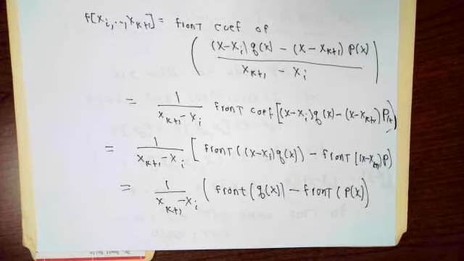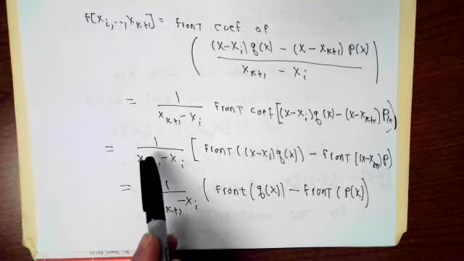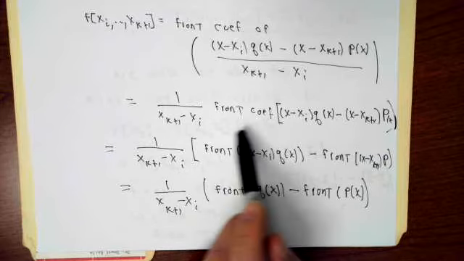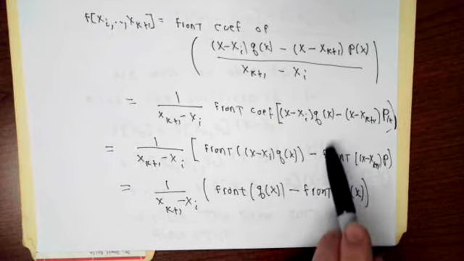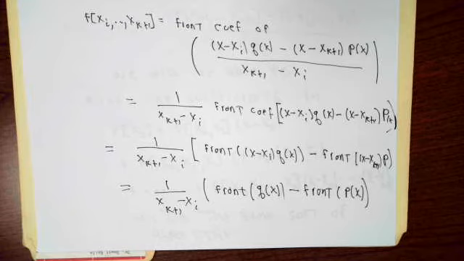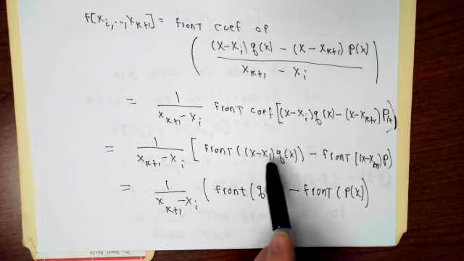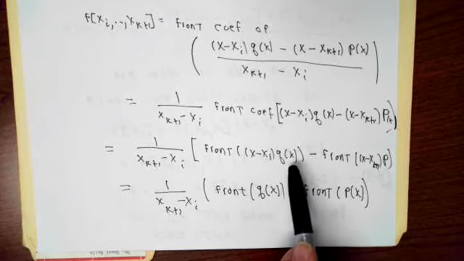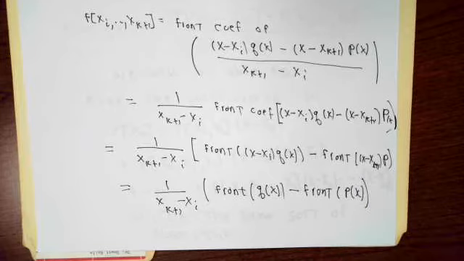This is where I had to make the distinction between the lead coefficient and the front coefficient. This is 1 over xk plus 1 minus xi times the front coefficient of just this part minus the front coefficient of just this part. On the other hand, we just said a minute ago that if you have x minus a constant times some polynomial, the front coefficient of the result is the same as the front coefficient of, in this case, the q polynomial, and in this case, the p polynomial. So this must be true.